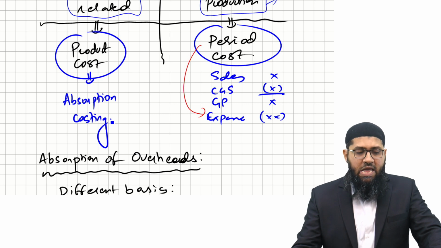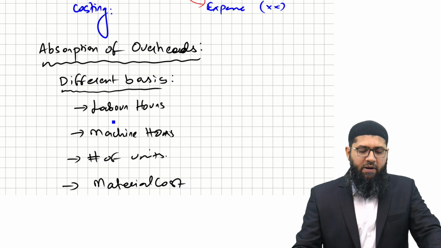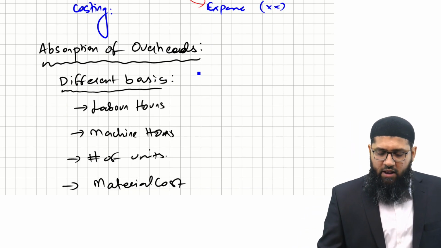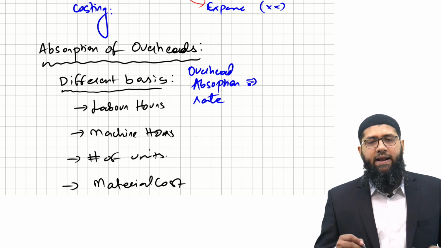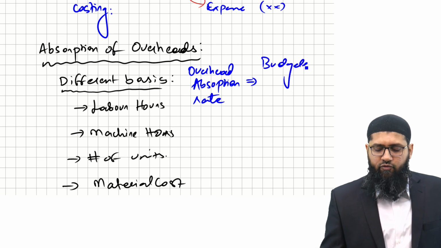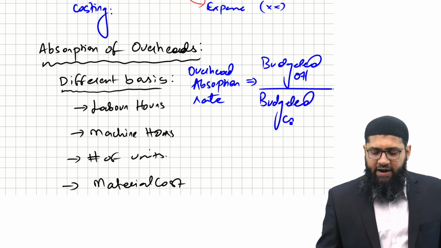Now when I talk about the concept of absorption costing, always remember that we try to calculate the overhead absorption rate. What do we mean by overhead absorption rate? With respect to the overhead absorption rate, you have got the budgeted overheads and you divide it by the budgeted capacity.